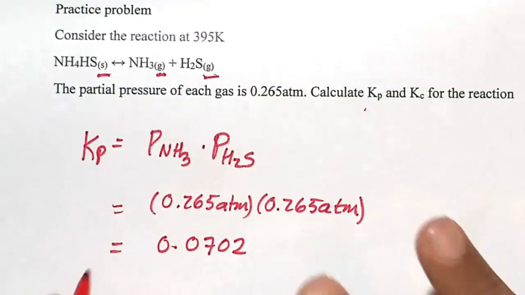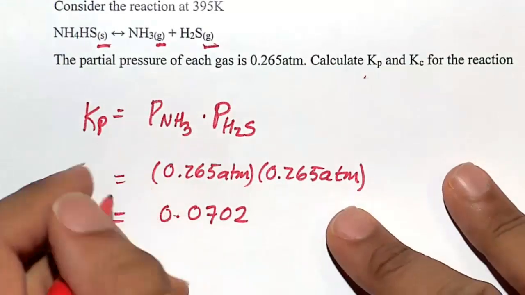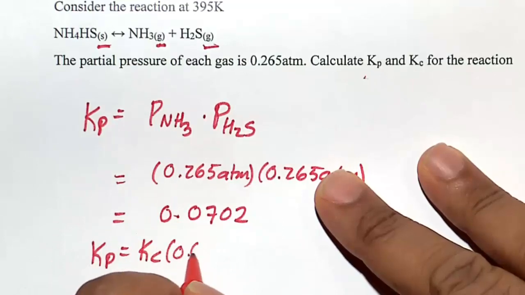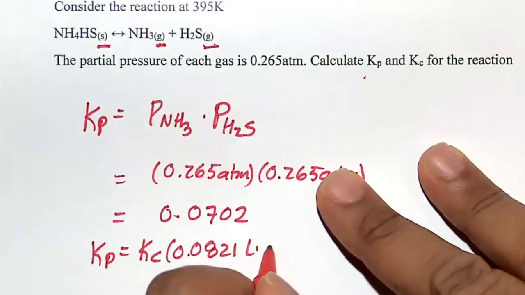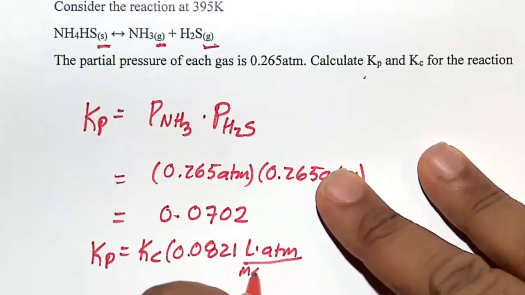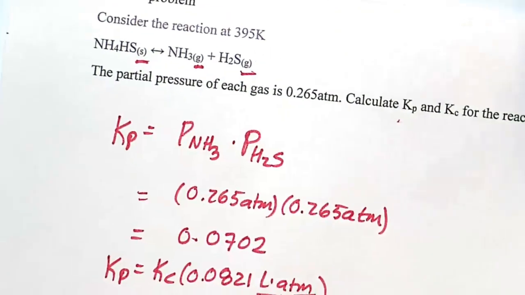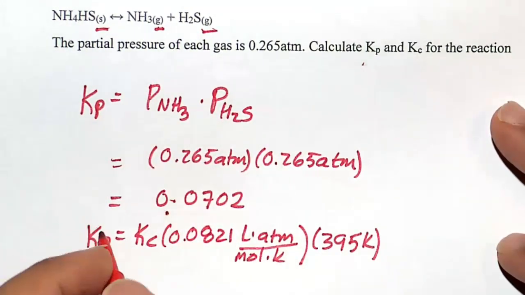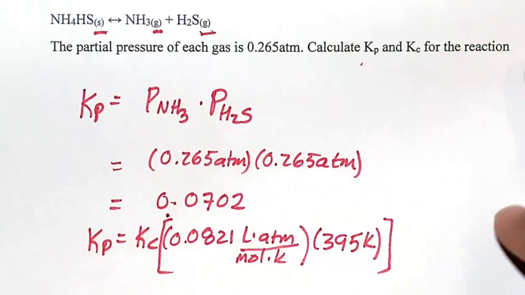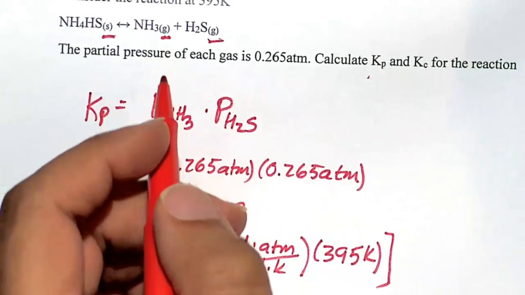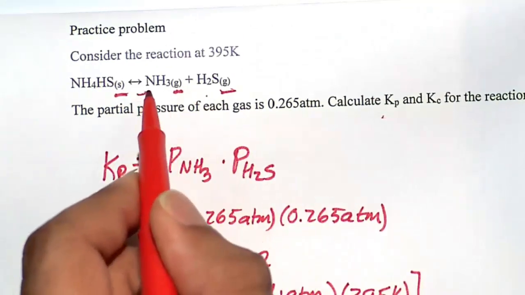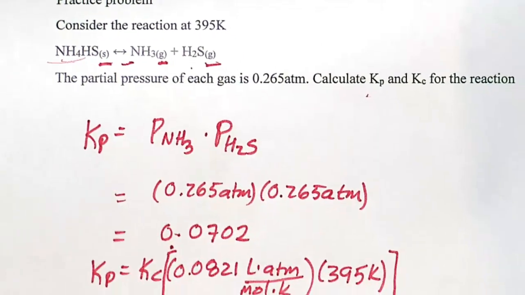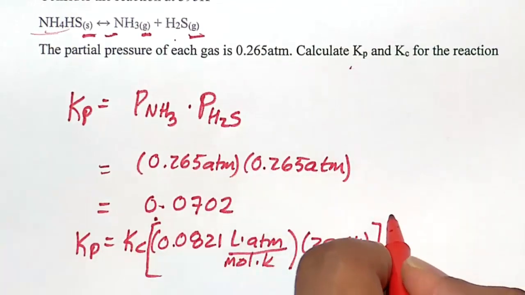So our relationship between Kp and Kc is this. Kp is equal to Kc times RT, where the value of R is 0.0821 liters atmospheres per mole Kelvin, times T, the temperature for this reaction, which is 395 Kelvin. All of that is raised to the change in the number of moles. The change in the number of moles, well, we have 1 mole here and 1 mole here, so 2. We don't even consider the solid portion, so 2 minus 0, products minus reactants, is 2.